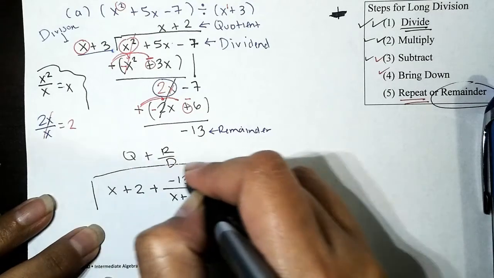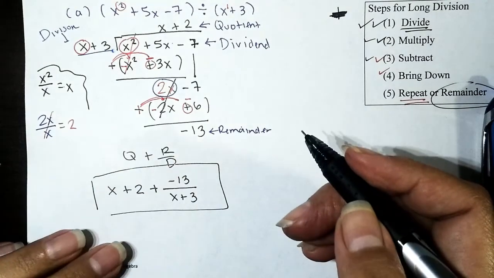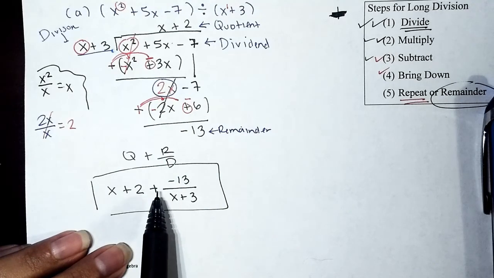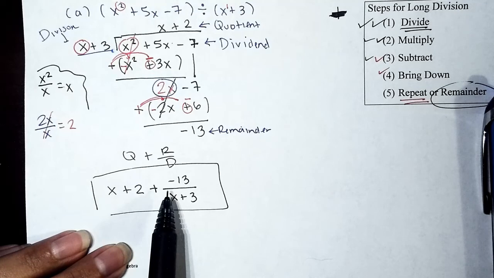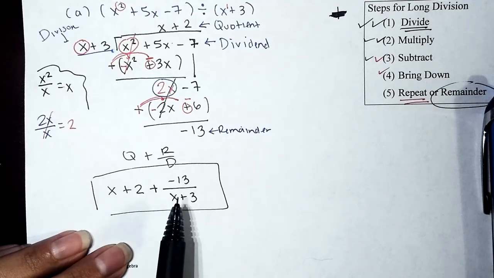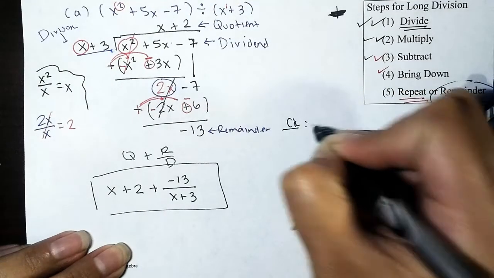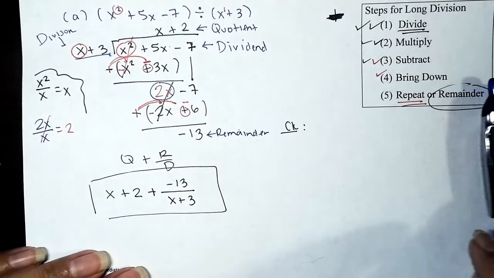A little pet peeve of mine: when students don't center the fraction bar about the plus sign. Sometimes they make it uneven. I would appreciate it if you center it. Now let's go ahead and check it. This will be the only problem that we check.